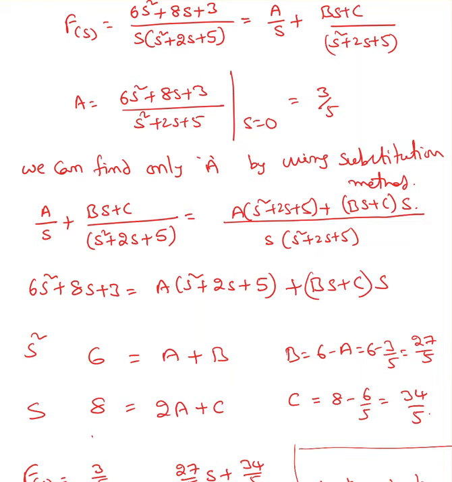Here is the next example. F of s equal to (6s square plus 8s plus 3) divided by s times (s square plus 2s plus 5). So the order of the denominator is going to be 3. So here we have to have 3 constants.